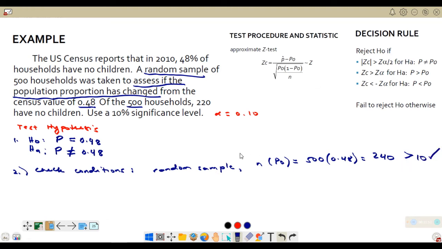Yung another one, n times 1 minus p sub 0, it should be 500 times 0.52. Obviously, since mas malaki yung percentage nito, magre-result to sa mas malaking value kaysa sa 500. Which is 260. And 260 plus 240 is equal to 500.